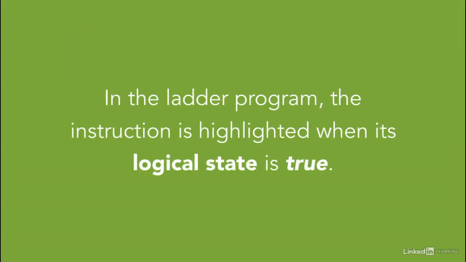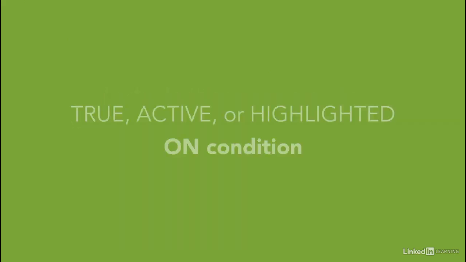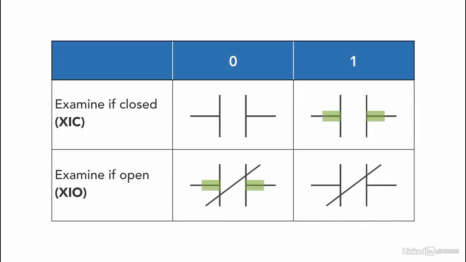To summarize, in a ladder logic program, the instruction is highlighted in green when its logic state is true. Example, 1 is not necessarily true, as we saw. True, active, or highlighted all mean the same thing; it simply means an on condition. The difference between XIC and XIO is when each of them is true.